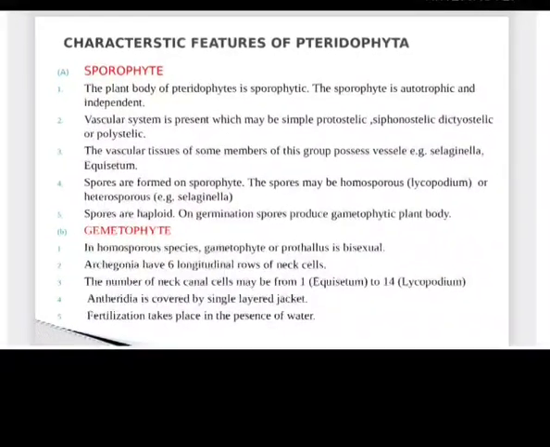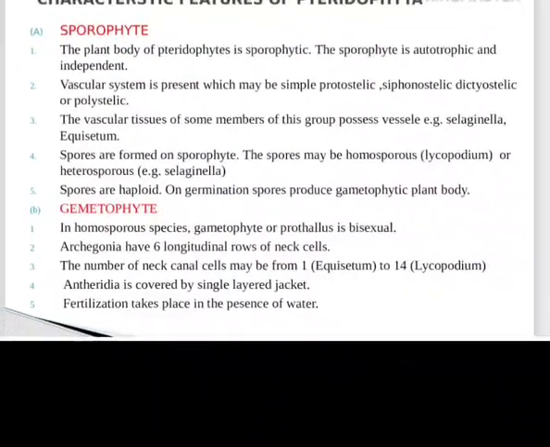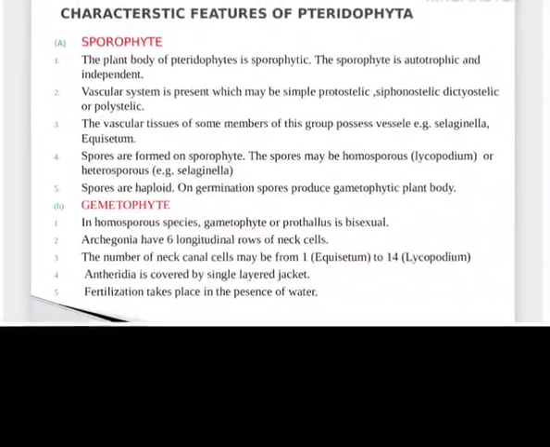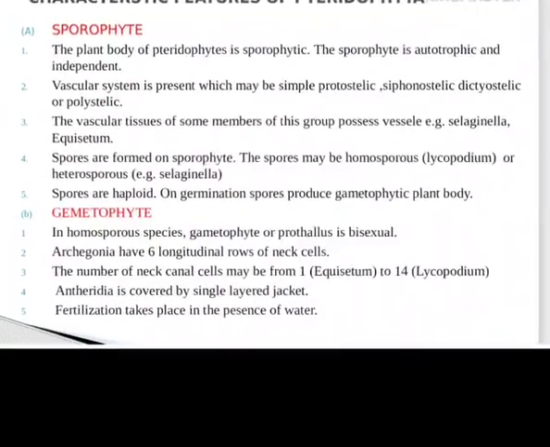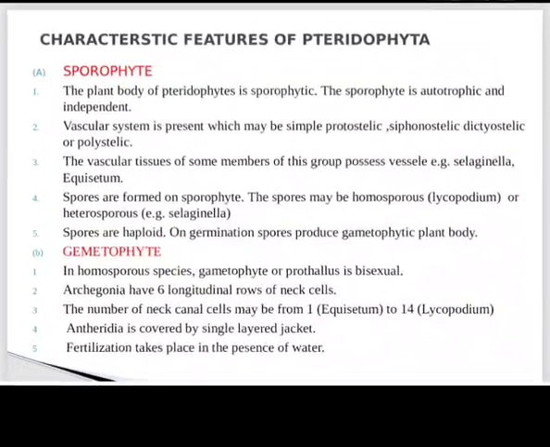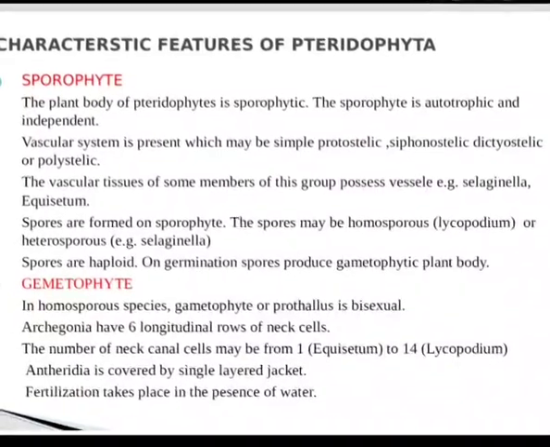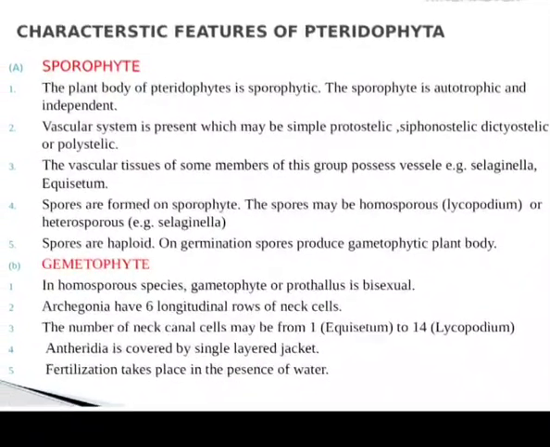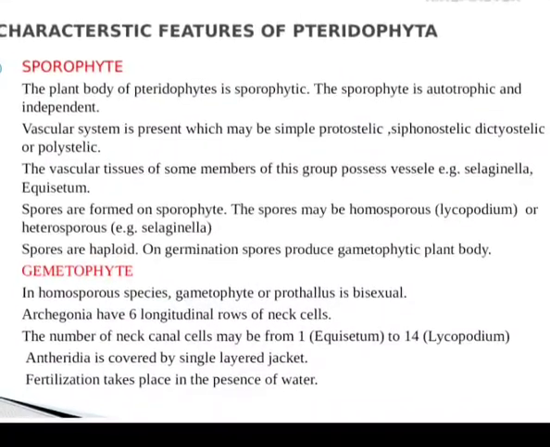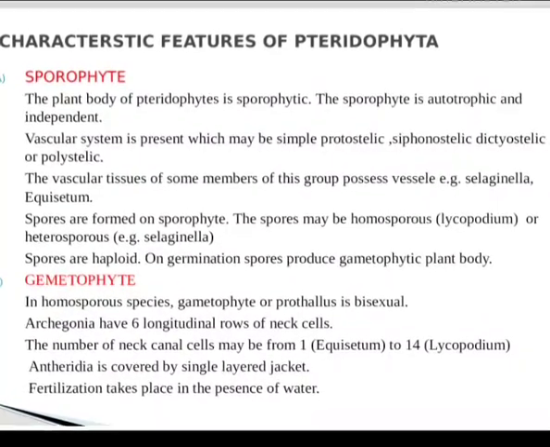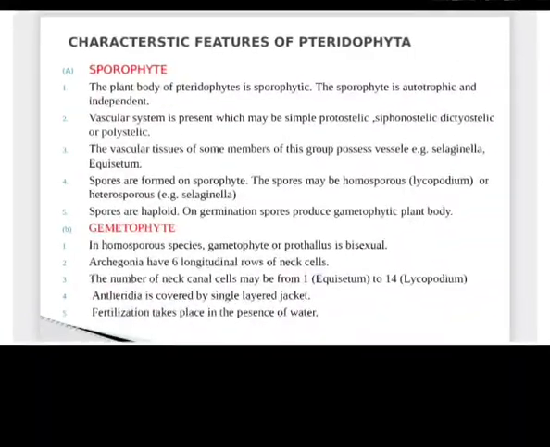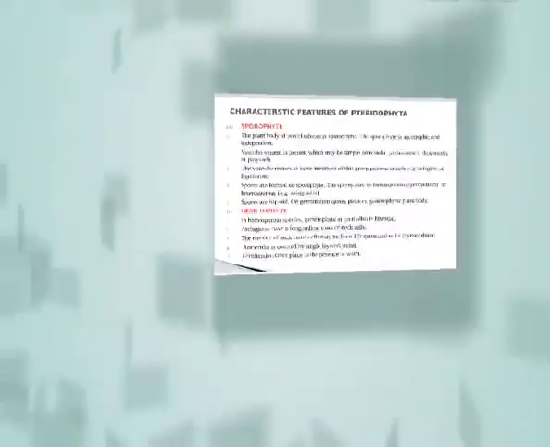Okay, and spores are formed on the sporophytes. Spores may be homosporous or heterosporous, and spore producing gametophytic plant body. Now the gametophytes. In homosporous species, the gametophyte or prothallus is bisexual. Archegonia have 6 longitudinal rows of neck cells. The number of neck canal cells may be from 1 to 14, and the antheridium is covered by a single layer jacket. Fertilization takes place in the presence of water.